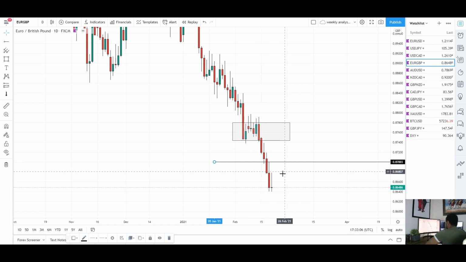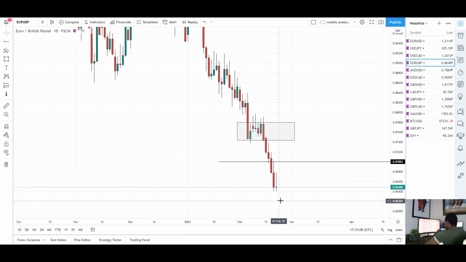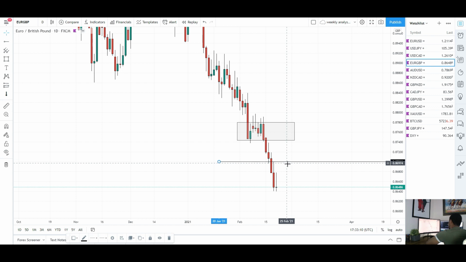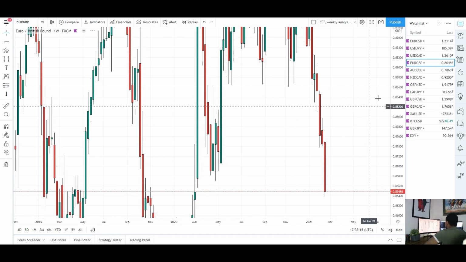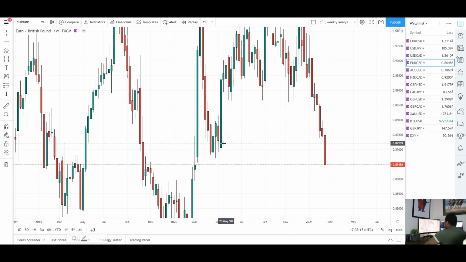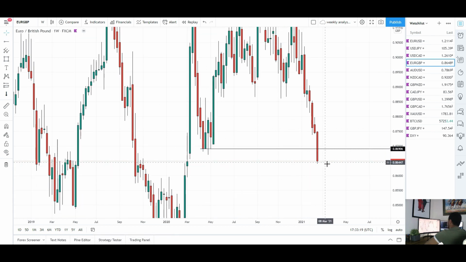As you can see, we did see a move to that area, but again, price was very bearish this week, so we took out that level and went a lot further, and that 0.87 lined up quite nicely with this weekly support here. So that's the support I was targeting.